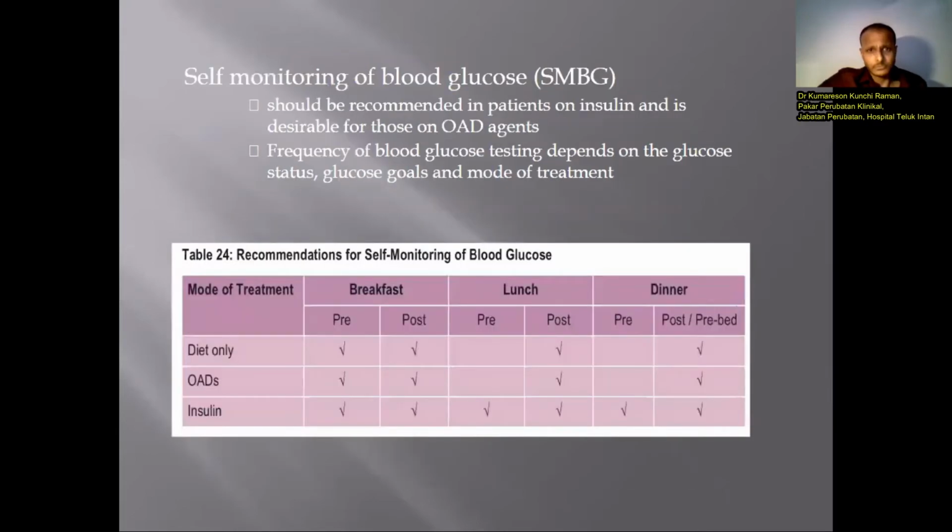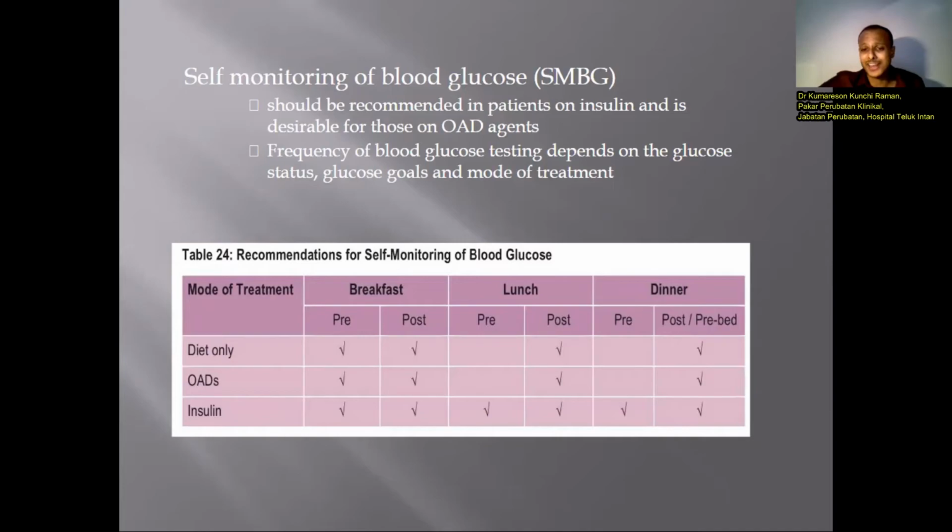Now, self-monitoring of blood glucose should be recommended in patients on insulin and desirable for those on oral antihyperglycemic agents. The frequency of this testing depends on glucose status and glucose goal, but mostly our patients are financially burdened by buying strips or the meter for that. So these are a few suggestions that we can recommend for self-monitoring of blood glucose. If you're on diet therapy alone, perhaps you can check your breakfast pre and post, lunch post, dinner post, and pre-bed. But let's look at insulin therapy.